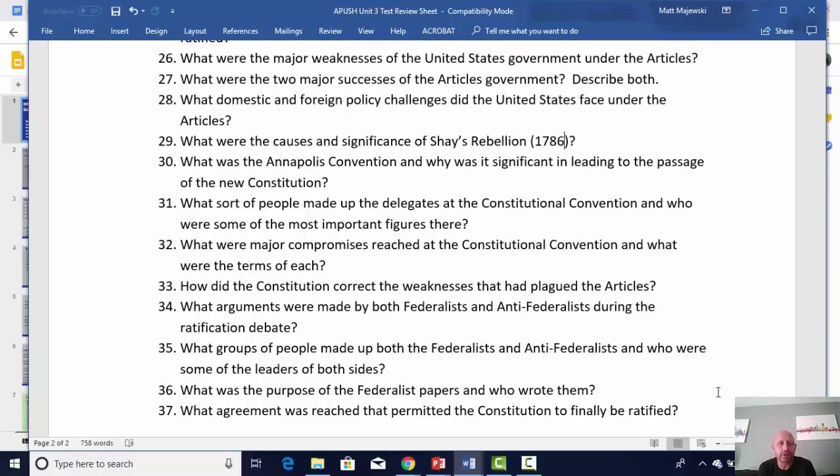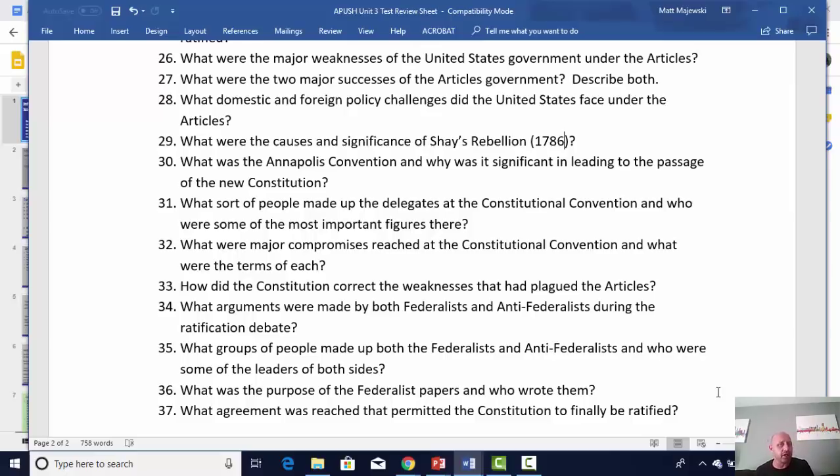Number 33. How did the Constitution correct the weaknesses that had plagued the Articles? Well, it created an executive branch to enforce laws. It gave Congress the power to tax. It gave Congress the power to regulate interstate trade. If you remember, it made national laws supreme over state laws. So now the national government has sovereignty, which means rule over the states instead of the other way around. As a result of these fixes, the Americans are going to be able to respond to a lot of these problems that existed.